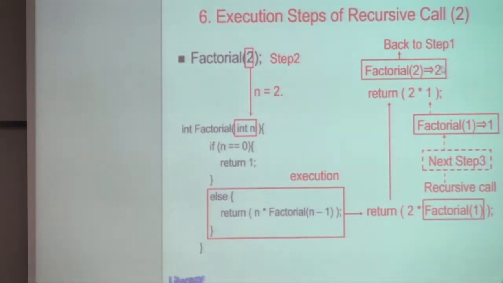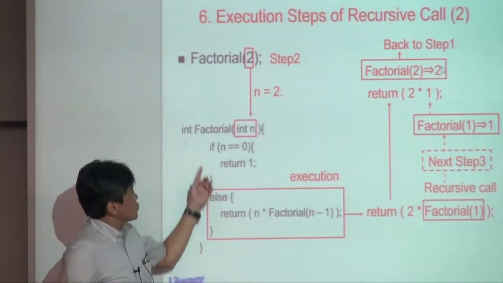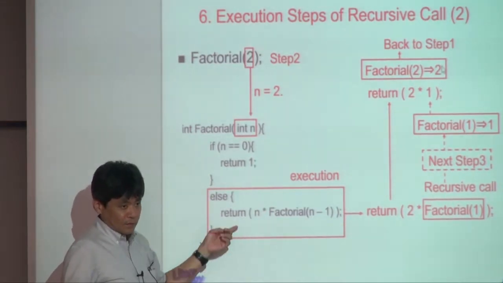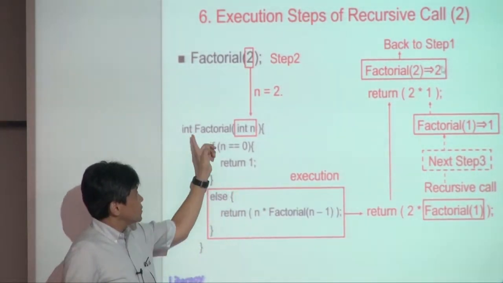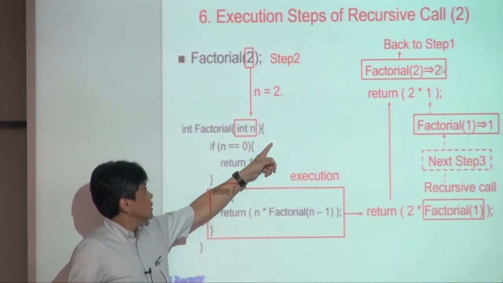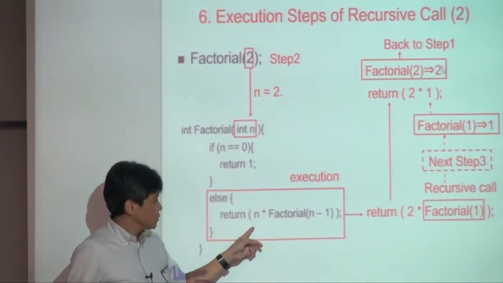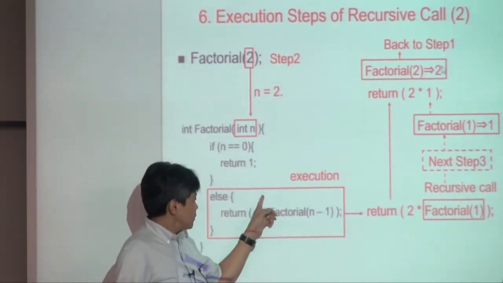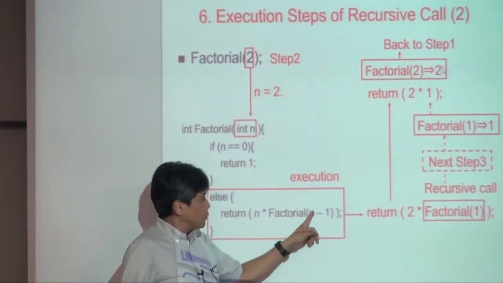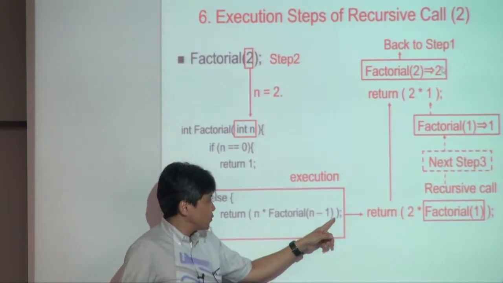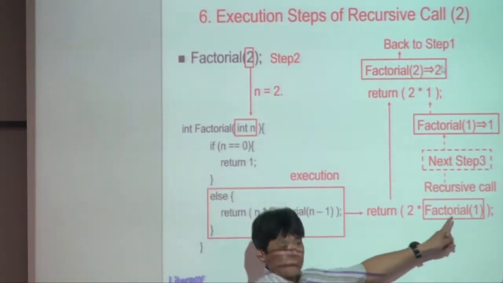To calculate factorial 2, this function is also called. However, in this case n is 2. The condition is not true, so this part also will be executed. In this case n is 2, and n minus 1 is 1. So you also have to calculate factorial 1.